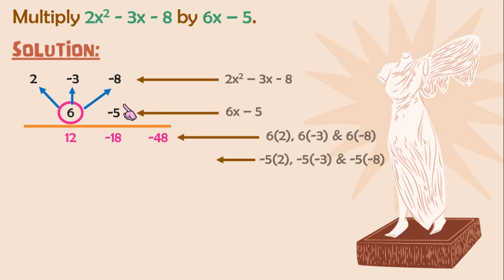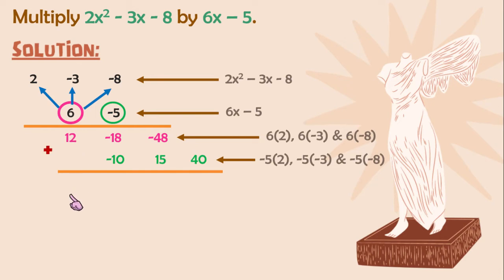Next, we multiply this negative 5 to the coefficients of 2x squared minus 3x minus 8 as well. So negative 5 times 2, that will be negative 10. So align negative 10 with negative 5. Negative 5 times negative 3, that is positive 15. And negative 5 times negative 8, that is 40. And then we add the values.